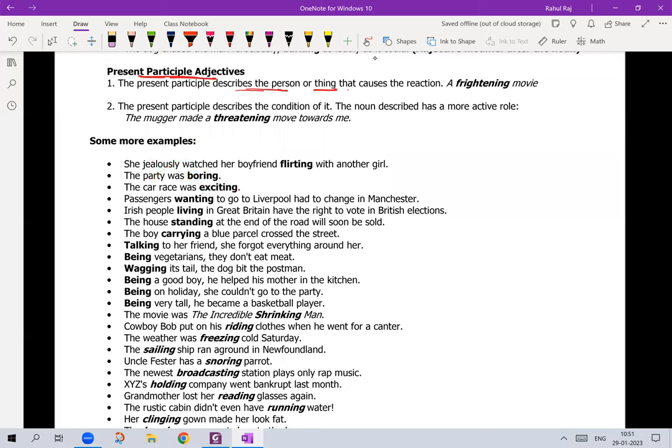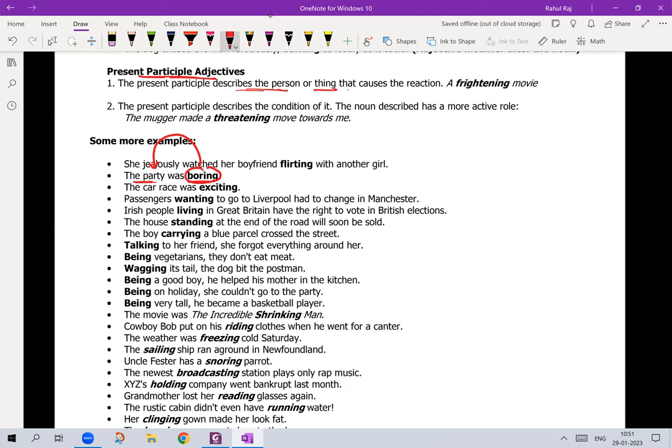Sorry, one quick question. The party was boring. Here, was is the past version of is, and doesn't that make it a verb? How do you distinguish that? No, boring is not a verb. It is something that is describing the party. Yeah, but then there is a was, which is the past form of is.